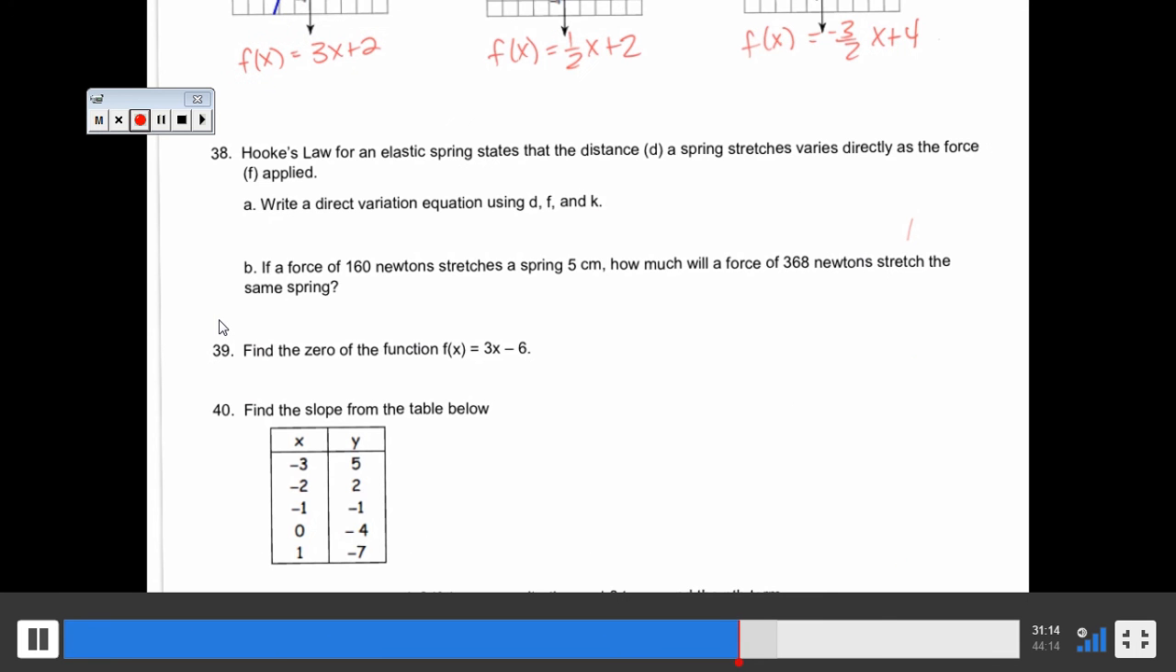For number 38, Hooke's law for an elastic spring states that the distance d a spring stretches varies directly as the force F applied. Write a direct variation equation using d, F, and k.